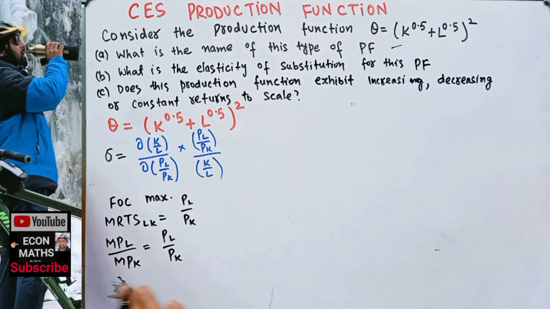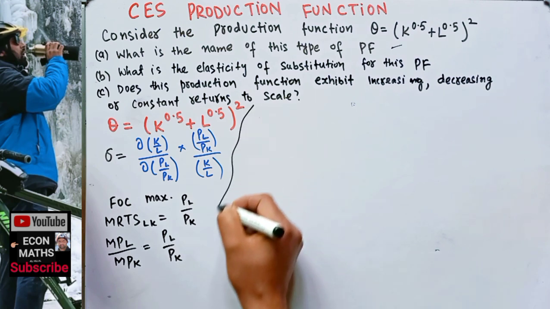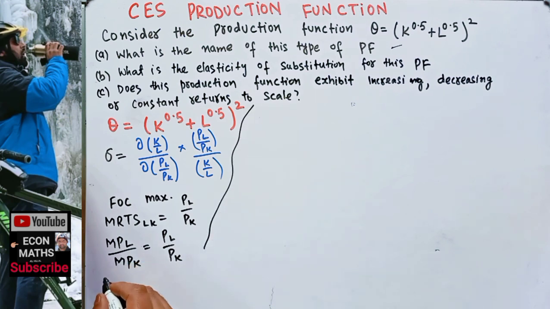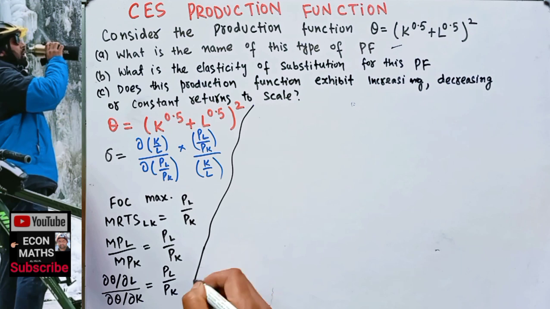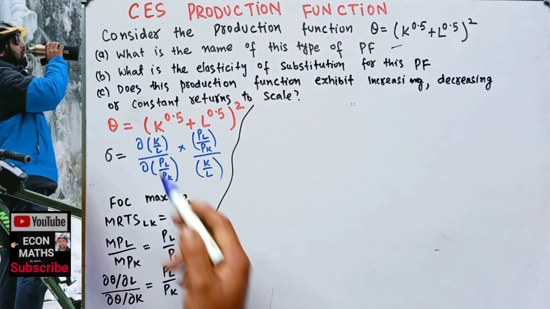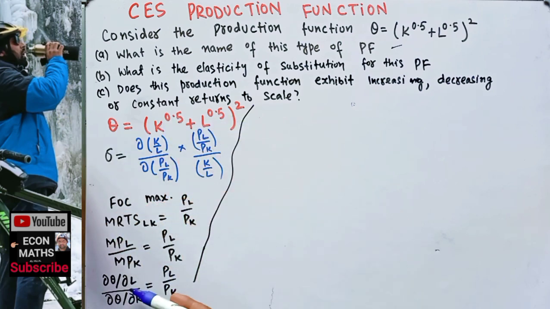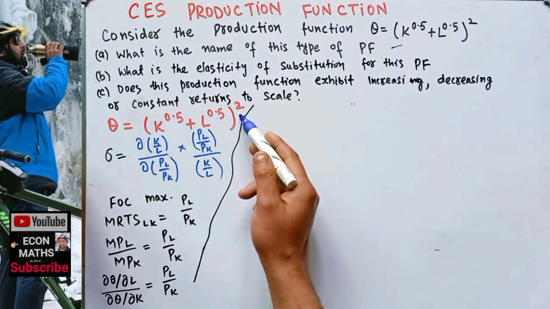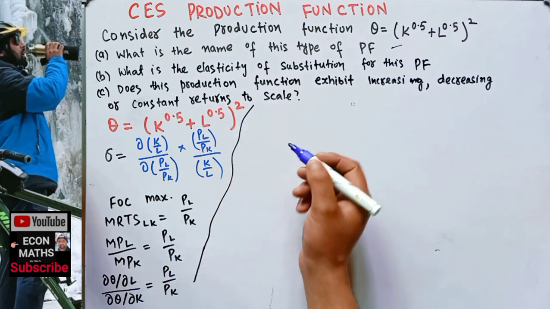Let me write it here, dQ upon dL means the marginal product of labor, and dQ upon dK means the marginal product of capital, and their ratio should be equal to the ratio of the input prices, that's price of labor upon price of capital. Now dQ upon dL means the partial derivative of this production function with respect to labor. If I take the partial derivative of this production function with respect to labor, what will I get?